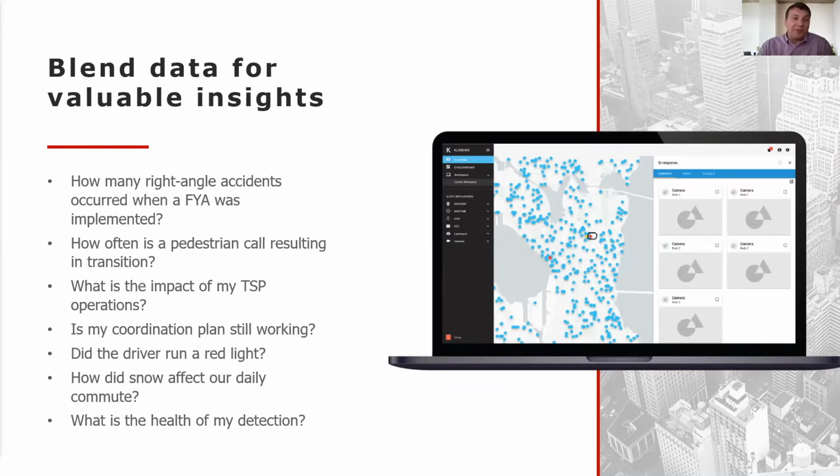Is my coordination plan still working? That really falls back to ATSPMs being able to tell you, you know, is traffic behavior changing to the point that it's time to go out and re-engineer timings or possibly implement some newer technologies like adaptive or traffic responsive?